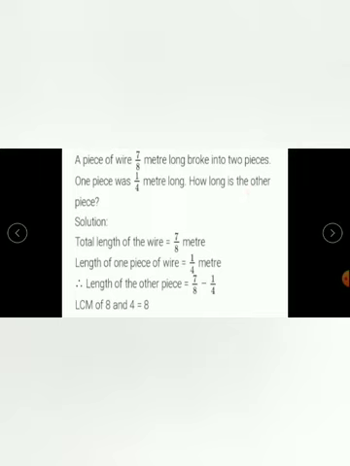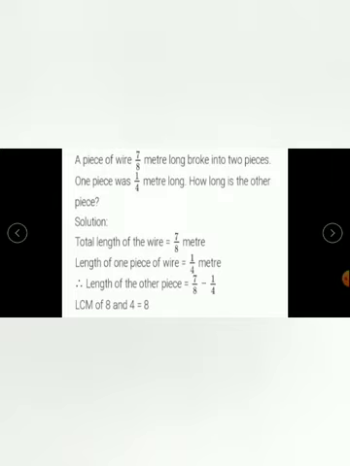So let us see what is given. Total length of the wire is 7 by 8 meter. Now the length of one piece of the wire is 1 by 4 meter. Now the length of the other piece will be what? I said we have to subtract. From the total we are subtracting the one piece length. So 7 by 8 is the total, and we are subtracting 1 by 4. Now when we compare, this is an unlike fraction, so we cannot subtract it directly. So what do we have to find? LCM, isn't it?